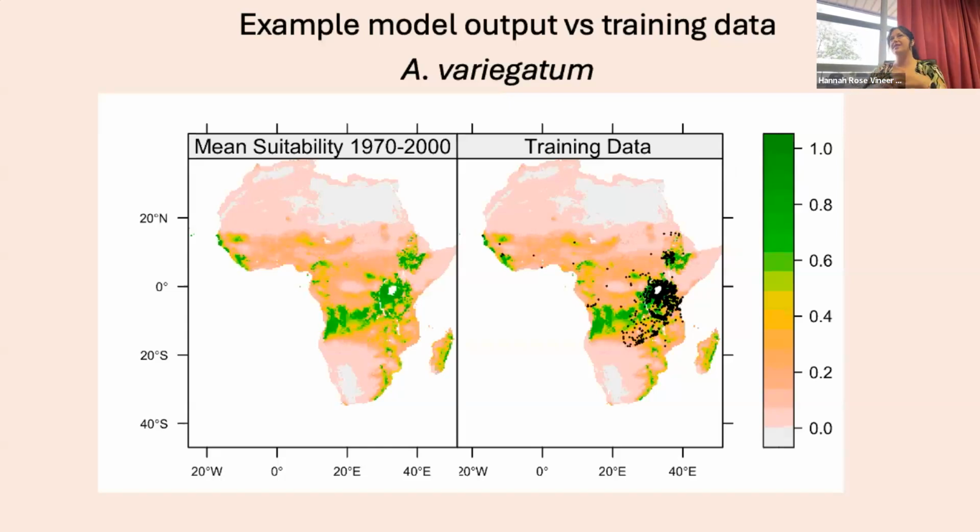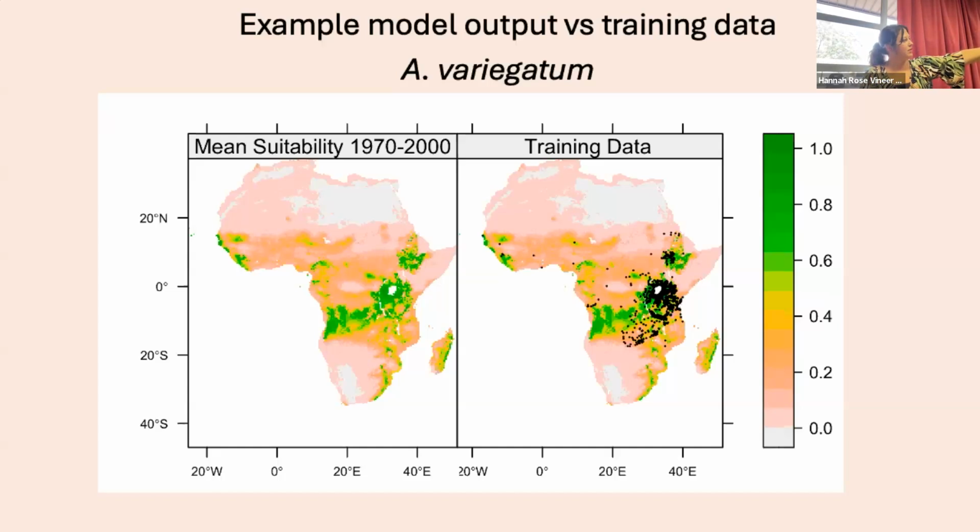aspects of tick ecology and tick epidemiology which drive abundance. For example, how many cattle, how many wildlife hosts are present, the vegetation, the soil type, various things that are not included in these models that would moderate it further. But these are just broad predictions.